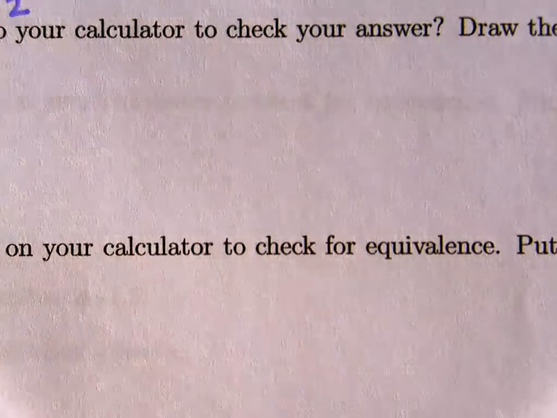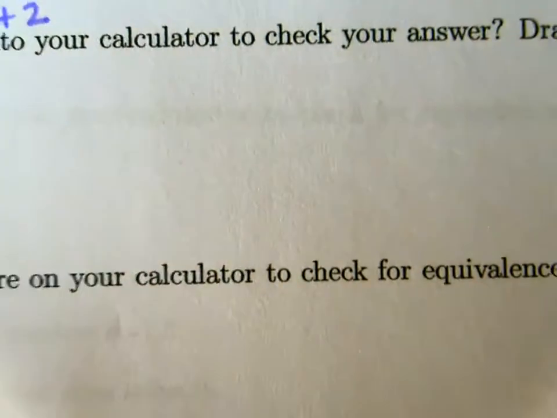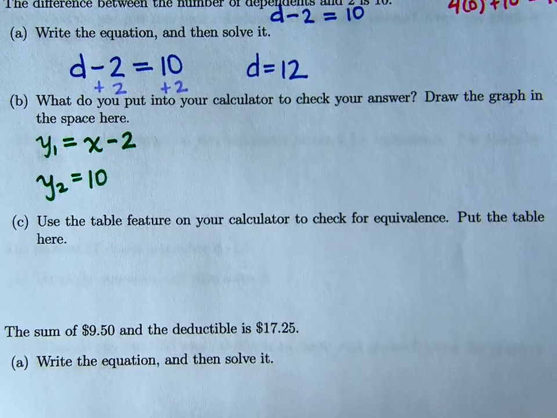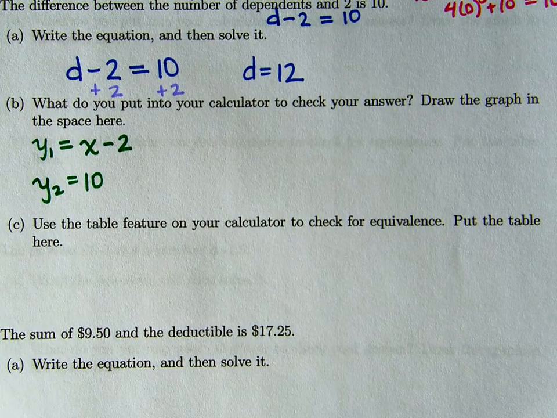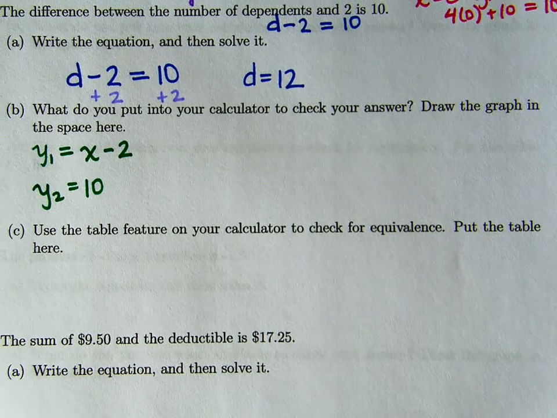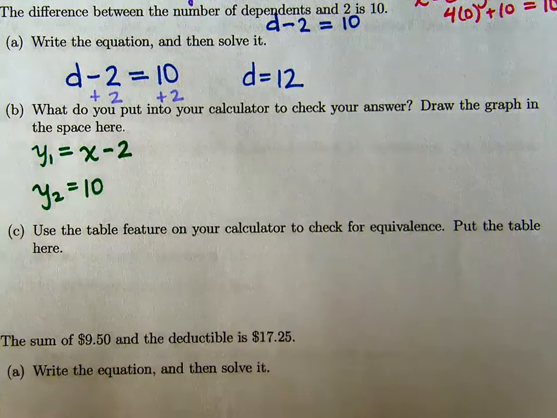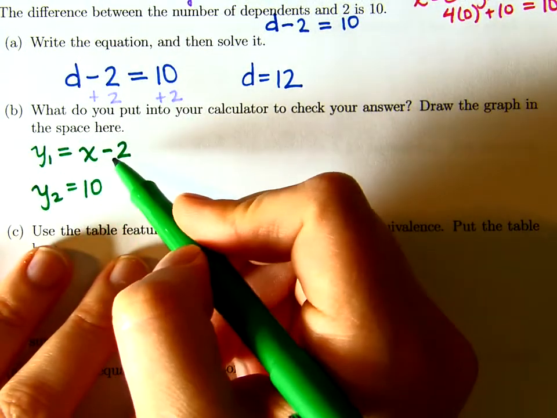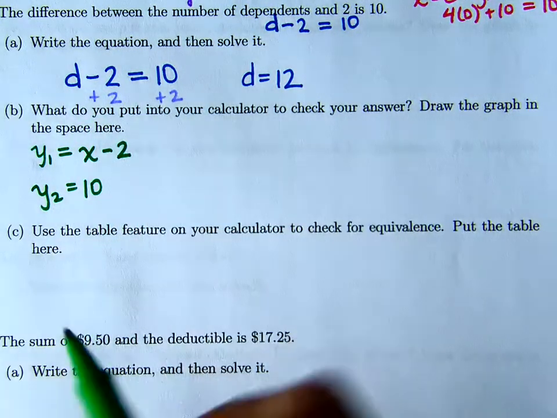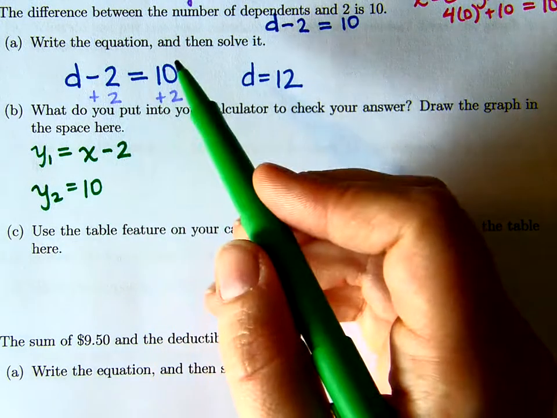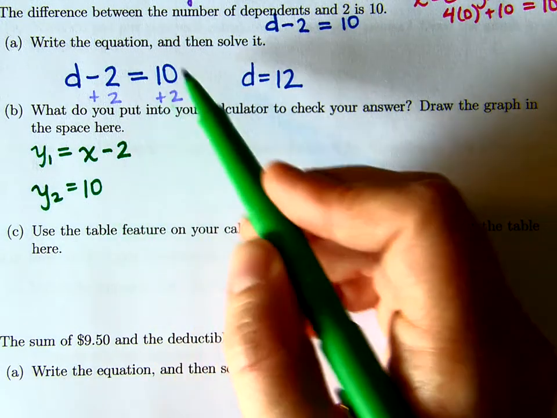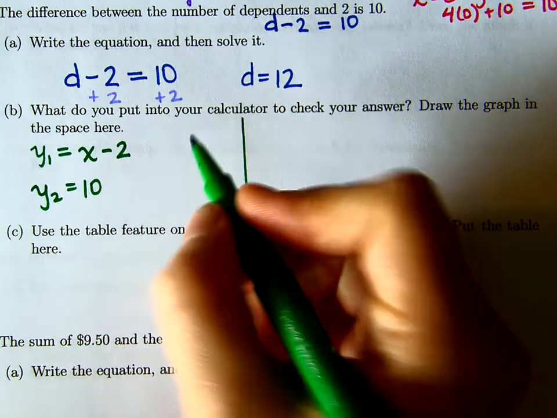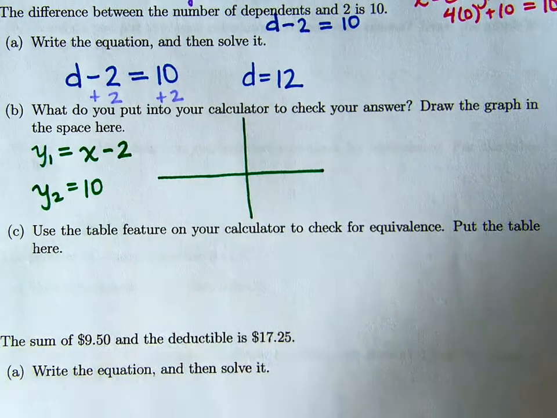So let's bring that back to, whoops, wrong way. Okay, what do you put into your calculator to check your answer? Draw the graph in the space here. Well, here's what we just did. We put x minus 2, which is the left side, into y1. We put 10, the right side, into y2, and then we graphed it. We did have to zoom out, which is fine.